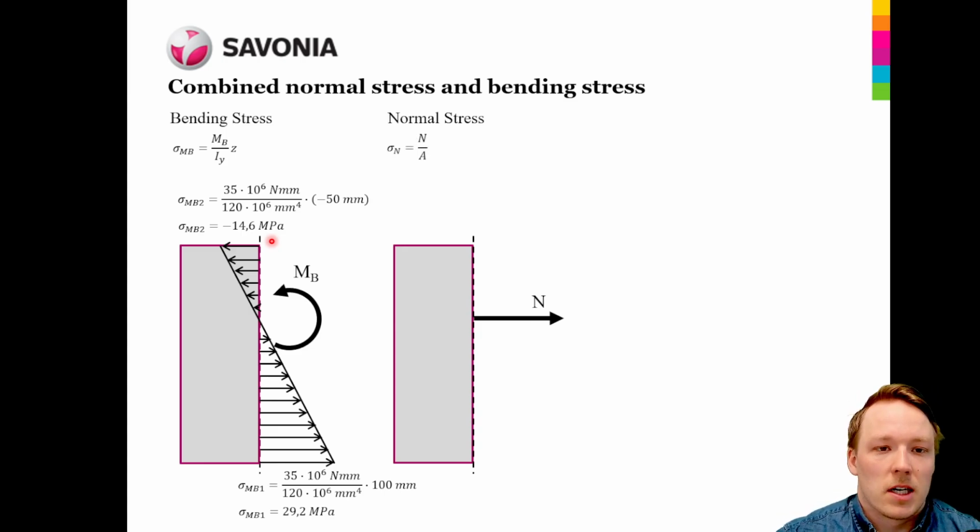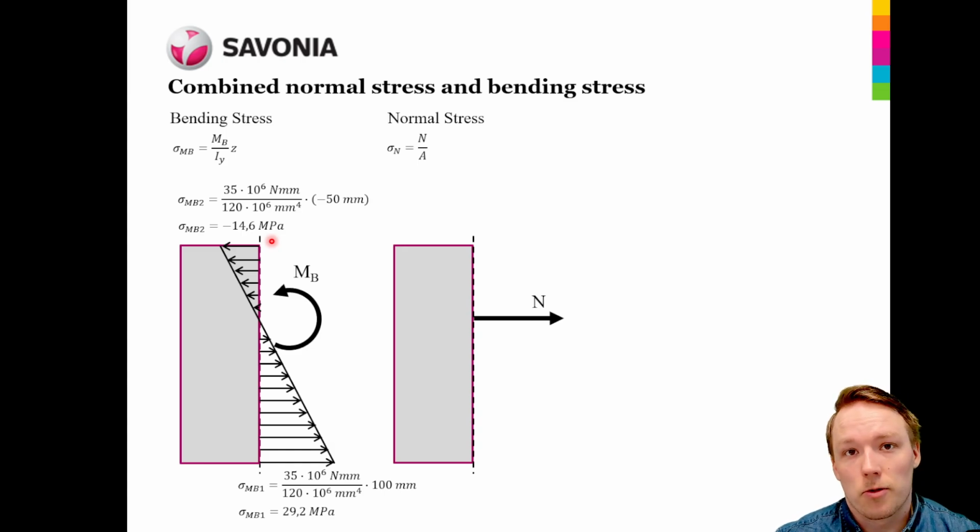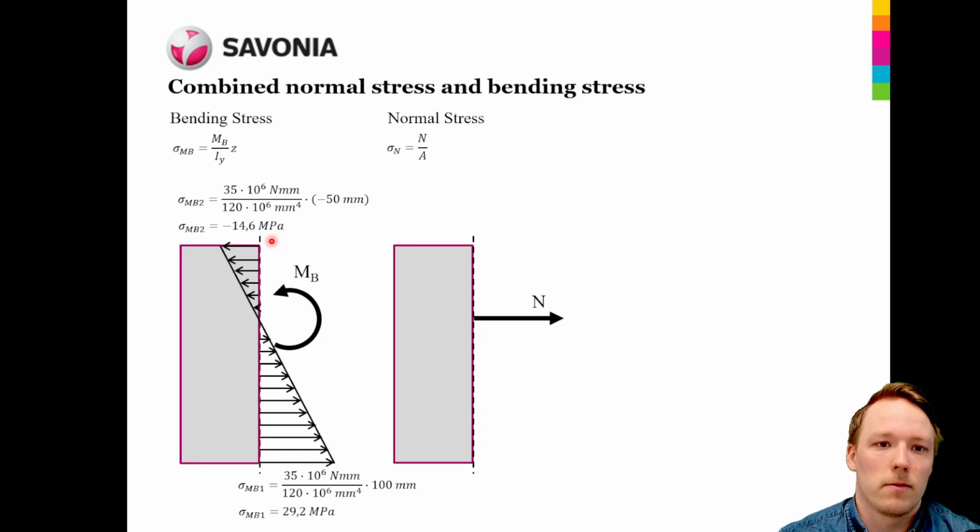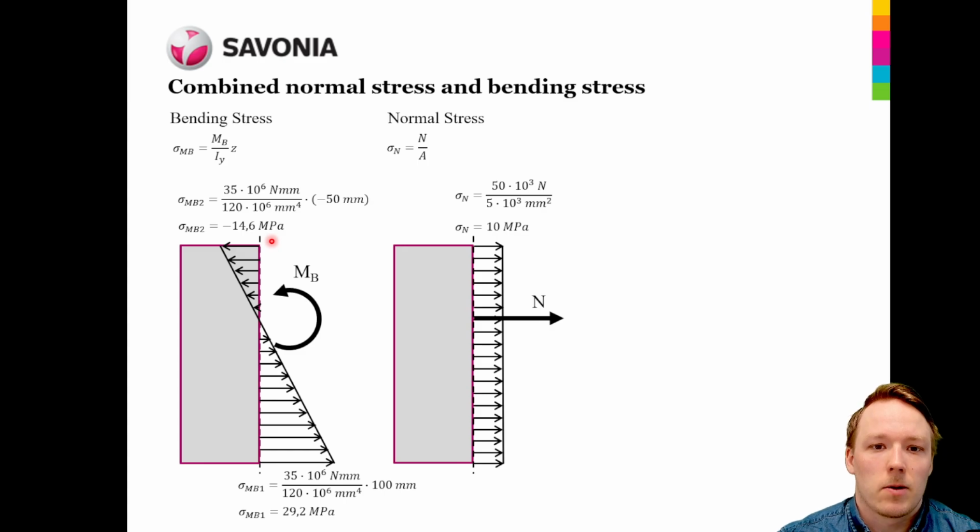Now we can calculate the normal stress. The normal stress is calculated with this very basic formula that we already know: normal force divided by the cross-section area. That will give us the stress. Quite simply, in this case the normal load was 50 kilonewtons, and we divide that by the cross-section area, which was 5,000 square millimeters. Notice once again that the kilonewtons have been converted to newtons. When we calculate this, we get that the normal stress on this profile is 10 megapascals.